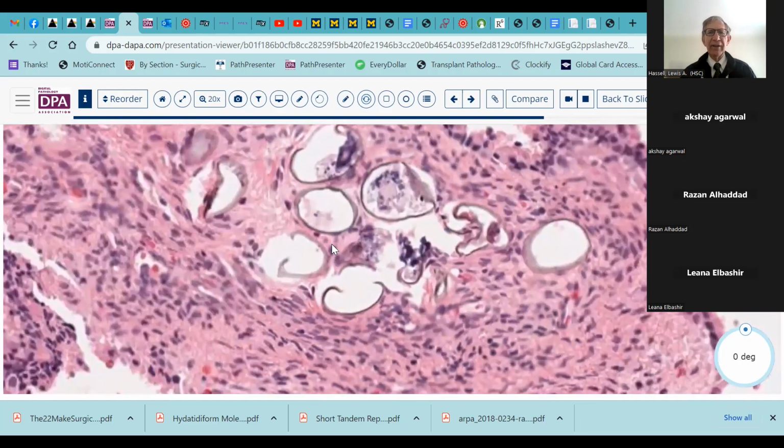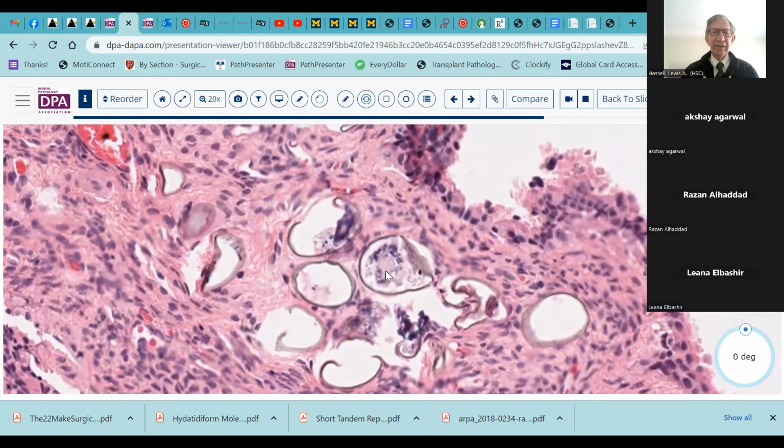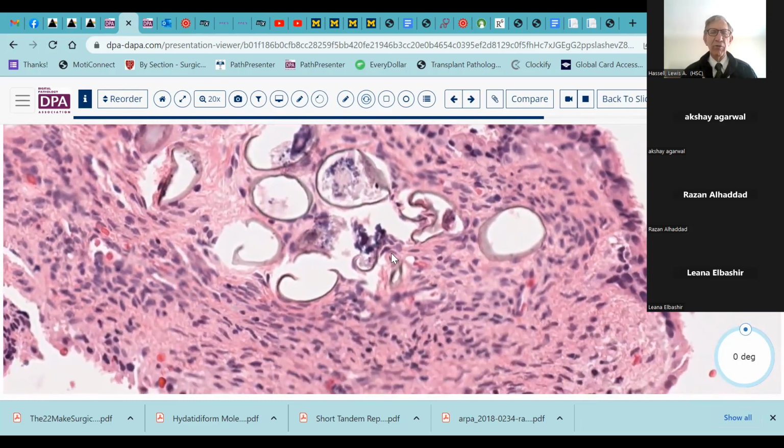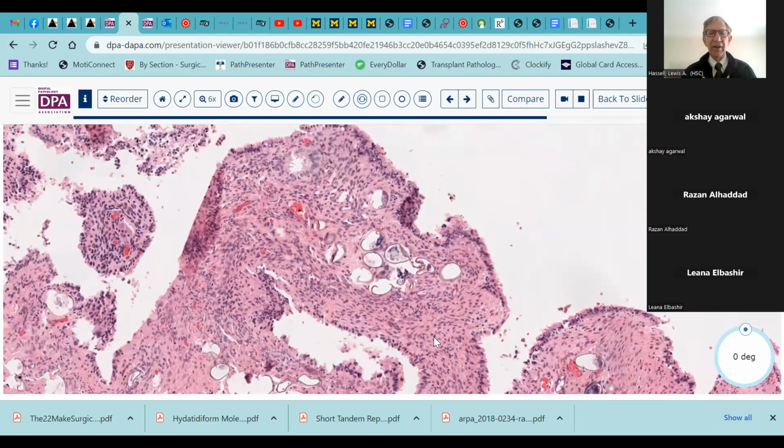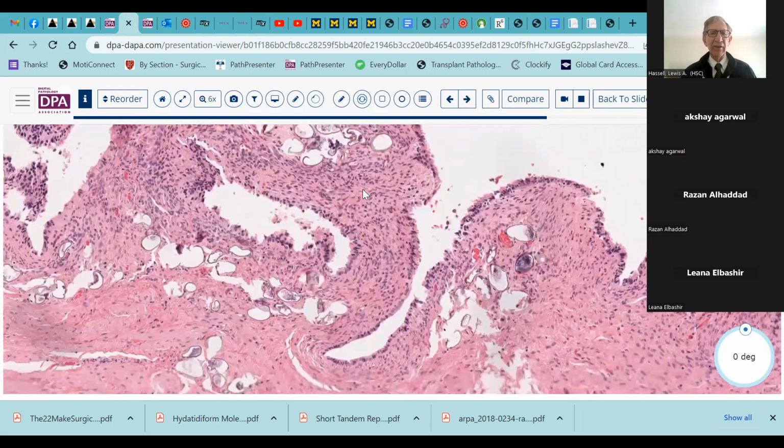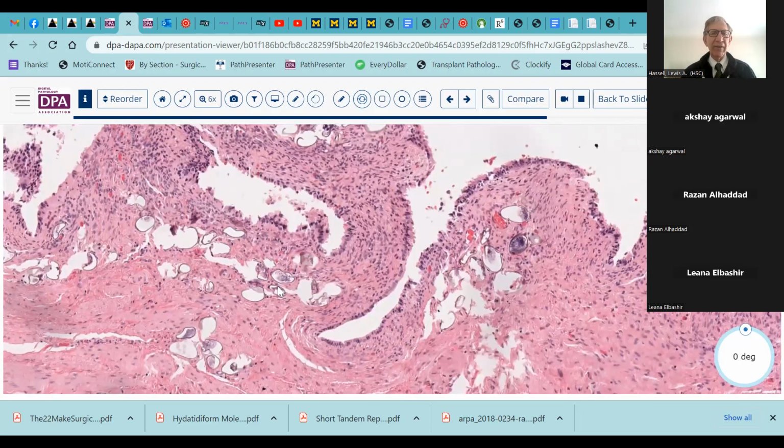So did anybody clue in on what these might be? Parasites? Yes, they're parasites, Razan, very good. And with this sort of round oval structure, we'd be thinking about some sort of intravascular dwelling parasite that is producing eggs that are of this size.